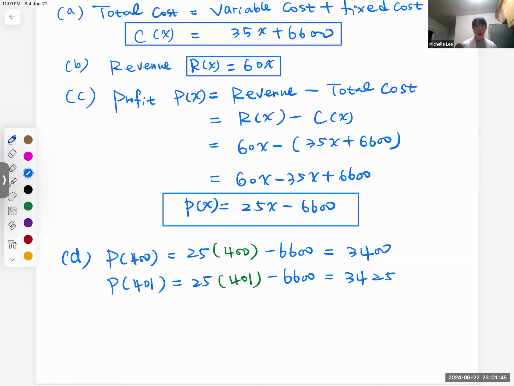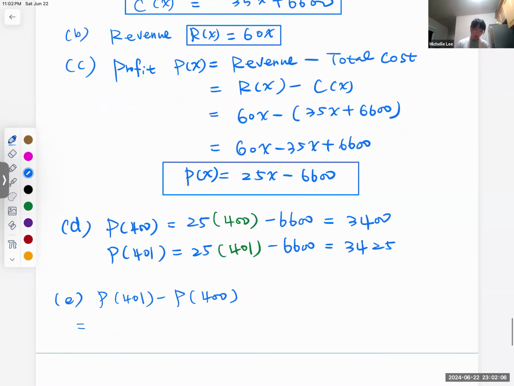Next one, by how much does the profit increase when sales increase from 400 items to 401 helmets, right? So we have the profit for 401 minus the profit of 400, right? So that would be, we just had from previously, 3,425 minus 3,400, which is 25. Okay.